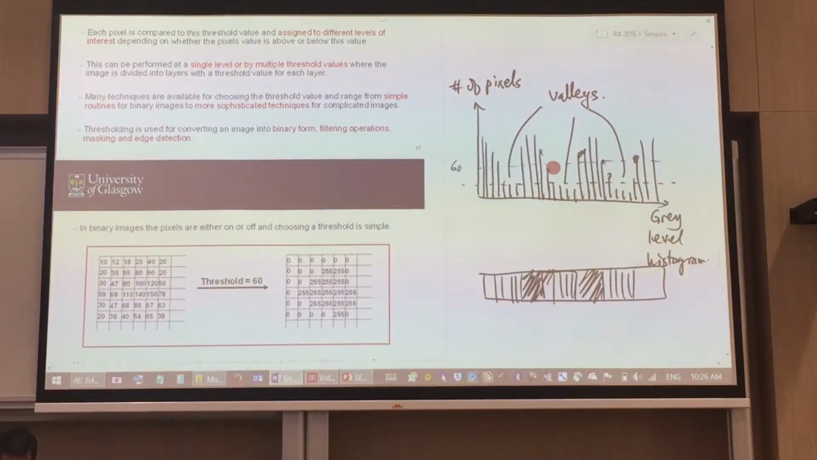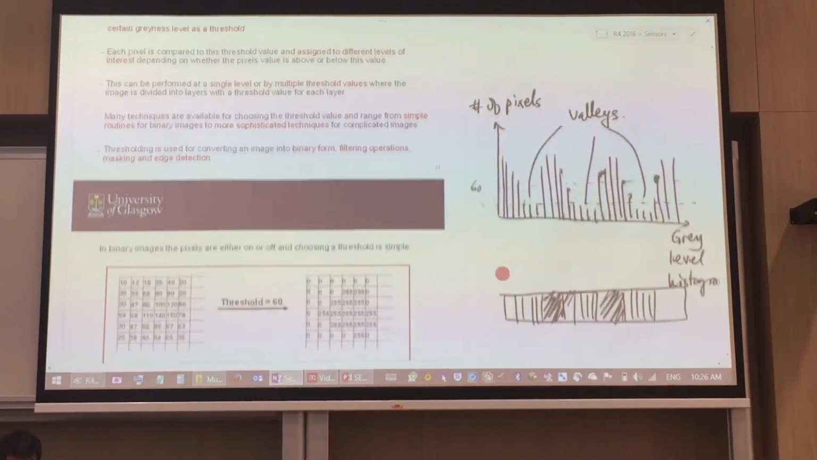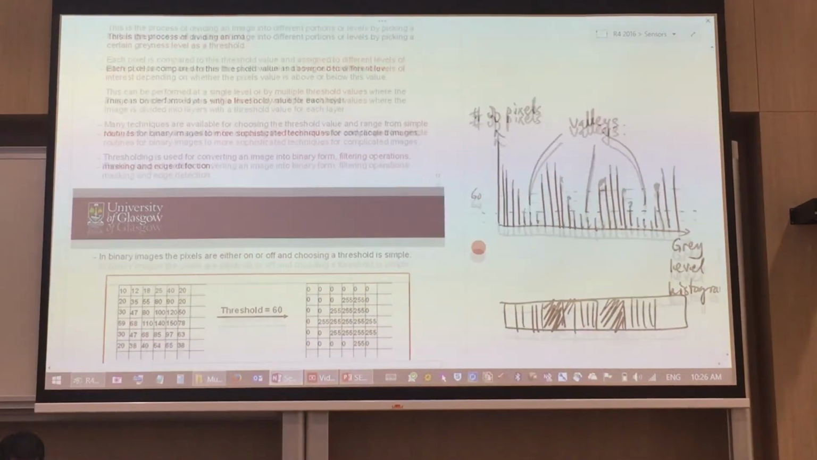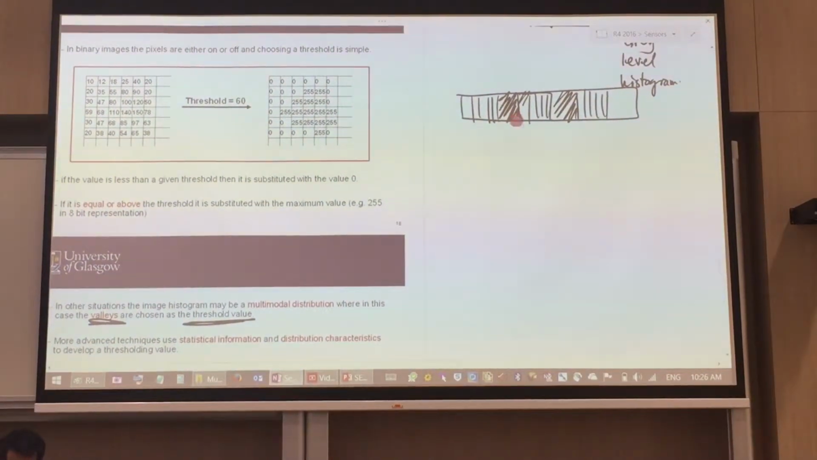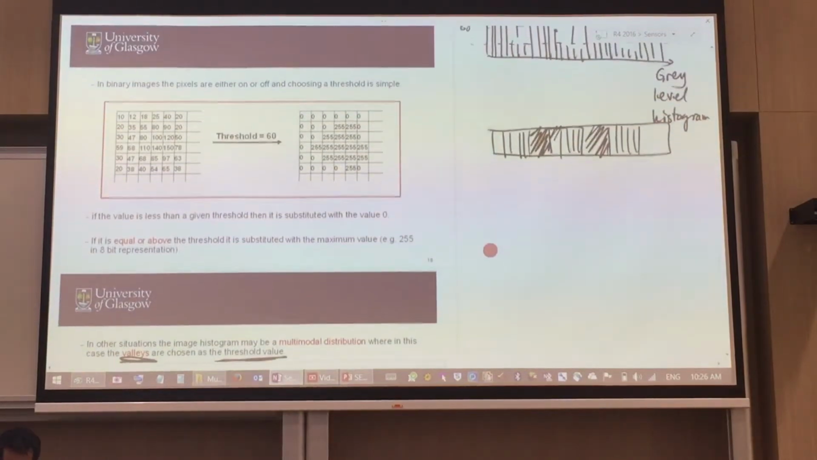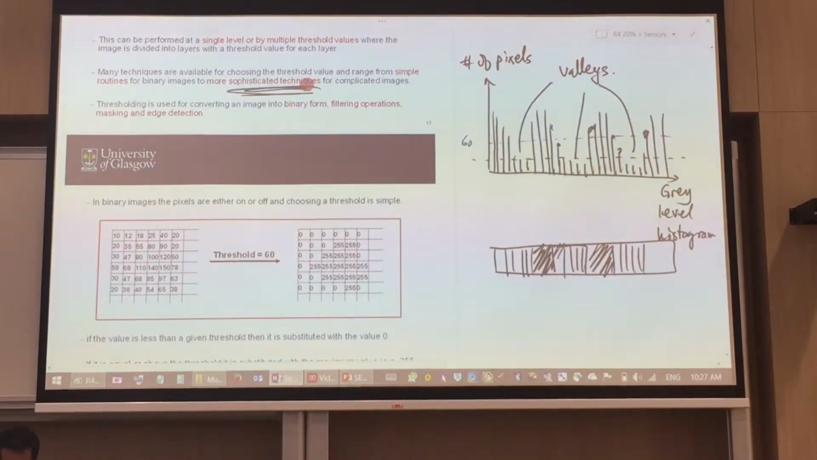We call it the valleys. Valleys are chosen as the threshold value. So in this case, it's a multi-modal distribution. So this is a very simplistic way of doing the thresholding. There are actually more sophisticated techniques out there, but in this module, we don't really cover too much of it.